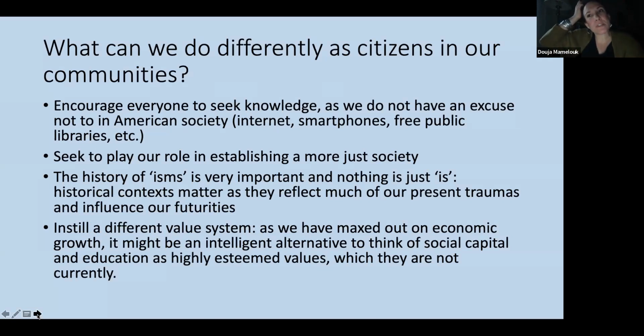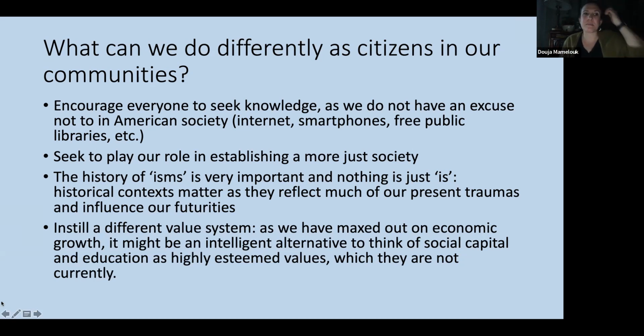And then what can we do differently as citizens in our communities? I think that we should encourage everyone to seek knowledge, especially as Americans or as citizens living in America, citizens of the world. It doesn't really matter where we're from. We all have this access to knowledge. So the internet, smartphones, free public libraries, and therefore not to know, I think, is solely put on us. You cannot say, oh, the public school system didn't teach me the reality of history, or I never heard about critical race theory, which is really just teaching history. So we need to question more of these systems.